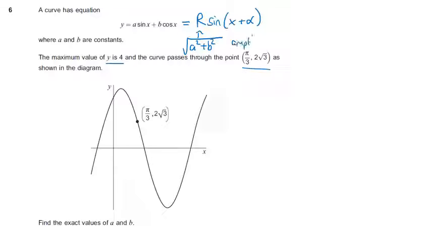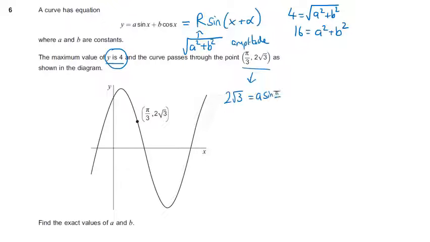And because the curve has a maximum value of y equals 4, then that's telling us that 4 is equal to the square root of a squared plus b squared, or in other words, 16 is equal to a squared plus b squared. We also know that it passes through the point, so let's use that bit of information, just substitute that back into the equation. So we've got 2 root 3 is equal to a times sine pi over 3 plus b cos pi over 3. Sine pi over 3 is root 3 over 2. And cos of pi over 3 is a half.